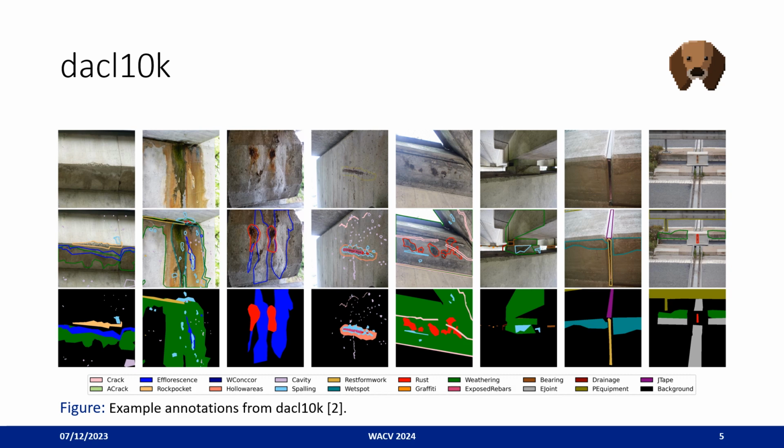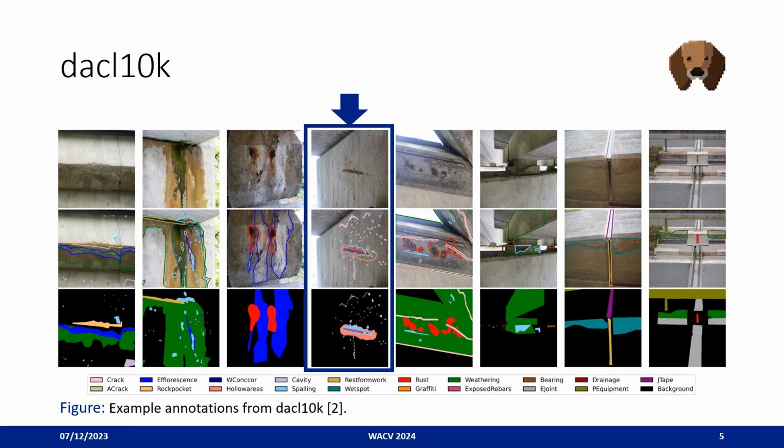In this example figure, you can see several samples from the dacl10k dataset. In the top row, you can see the raw image. In the middle row, you can see the polygonal annotations, and in the bottom row, you can see the stacked masks of the classes.